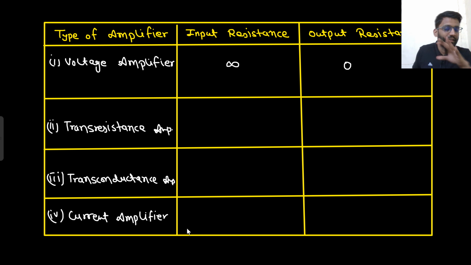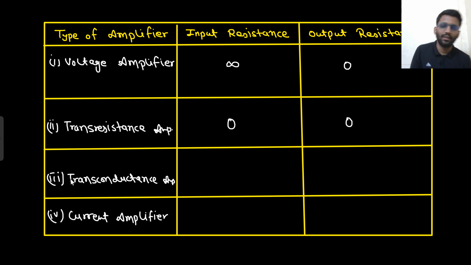So input is current, so you want maximum current in Rin. If you want maximum current in Rin, that means input resistance should be 0. Output is voltage, transresistance, output is voltage. So you don't want any voltage to be eaten up by the R0 value. You want all the voltage across the load. If you want all the voltage across the load, that means you don't want any voltage to be eaten up by R0. If you don't want any voltage eaten up by R0, that means R0 should be 0.